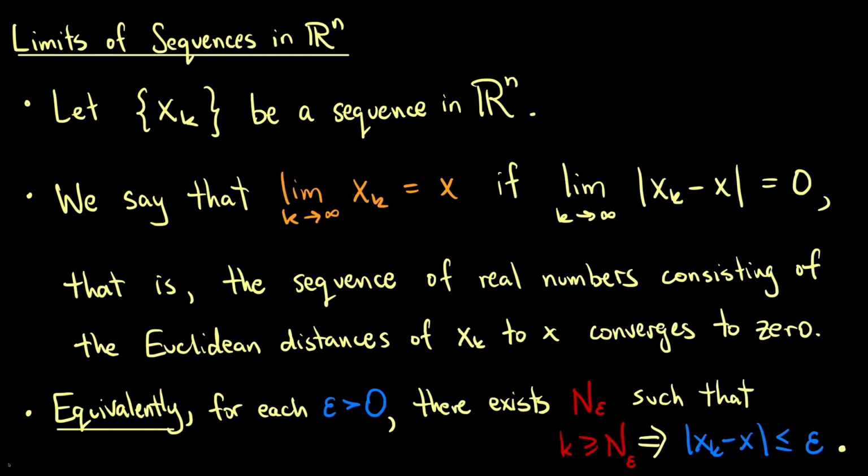So sometimes when you're doing exercises, you'll be able to reduce a limit of elements of Rn, and you'll be able to just directly bound the Euclidean distance between xk and x in terms of something that's obviously going to 0. And you'll be able to conclude this in a simple way. But other times you may want to revert to this epsilon-N definition.